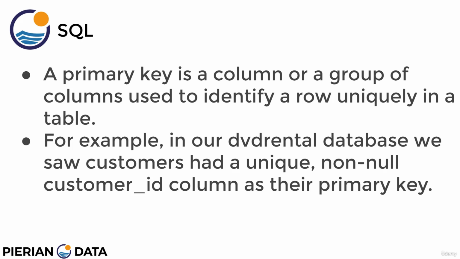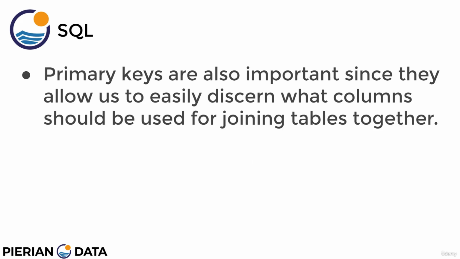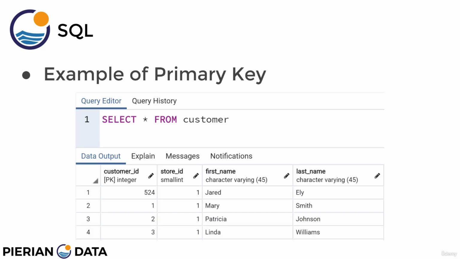For example, in our DVD rental database, we saw customers had a unique non-null customer ID column as their primary key. Unique means it has to be distinct for every row, and non-null means there must be an entry there for the primary key. Primary keys are also important since they allow us to easily discern what columns should be used for joining tables together.